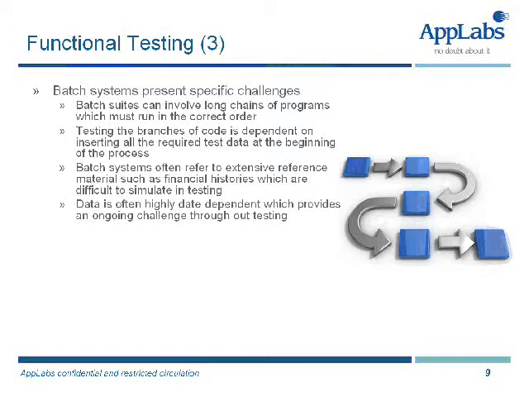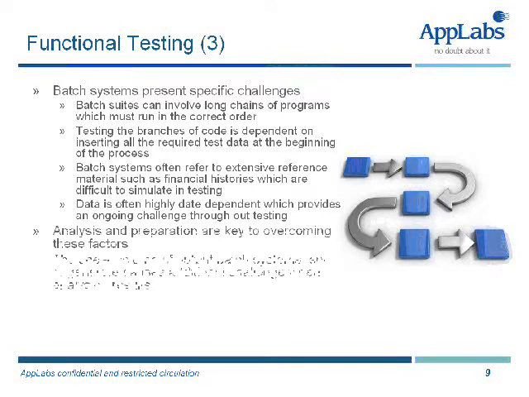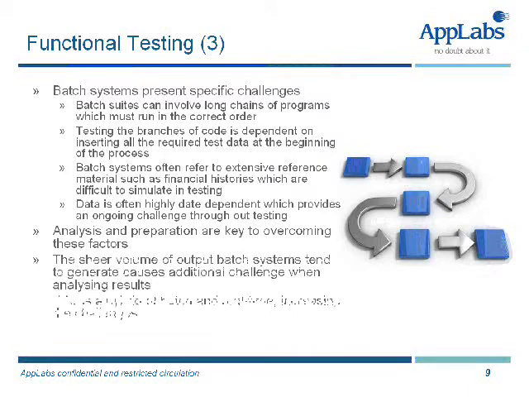Related to this is the fact that batch systems often make extensive use of reference material, and this usually contains date-sensitive information. This further increases the challenge in setting up tests, as some approach must be found to mitigate against data dropping out of significant date ranges, and thereby affecting the functioning of that system. In all cases, this makes analysis and preparation even more important when setting up batch testing, as it could take hours, days, or even weeks to identify that a test has failed due to data issues.